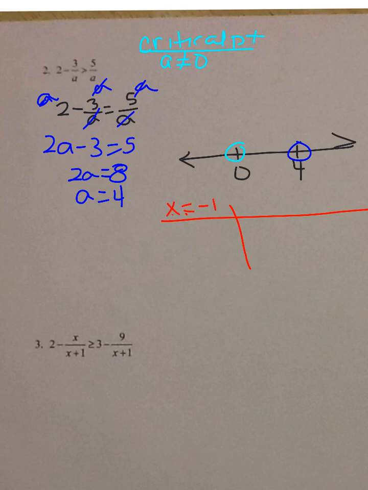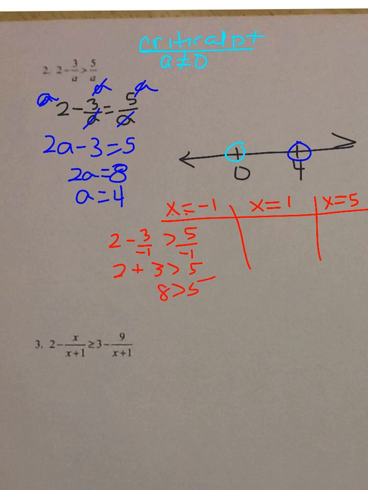Pick a number in between 0 and 4. So we'll pick x equals 1. And to the right of 4, we'll pick 5. All right, so we're going to start with -1. So I have 2 minus 3 over -1 is greater than 5 over -1. So I have 2 plus 3 is greater than 5. 8 is greater than 5. That's true, so that means we shade to the left.